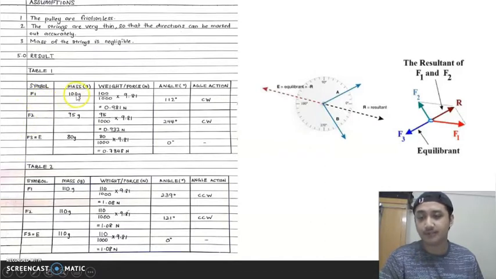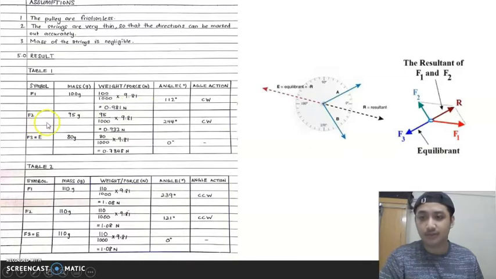The mass of force 1 is 100 gram. The mass of force 2 is 95 gram and the mass for force 3 is 80 gram. And the weight force for force 1 is 100 over 1000. We have to convert it into kilogram because we want to convert to Newton, times the gravity 9.81, and we got 0.981 Newton.